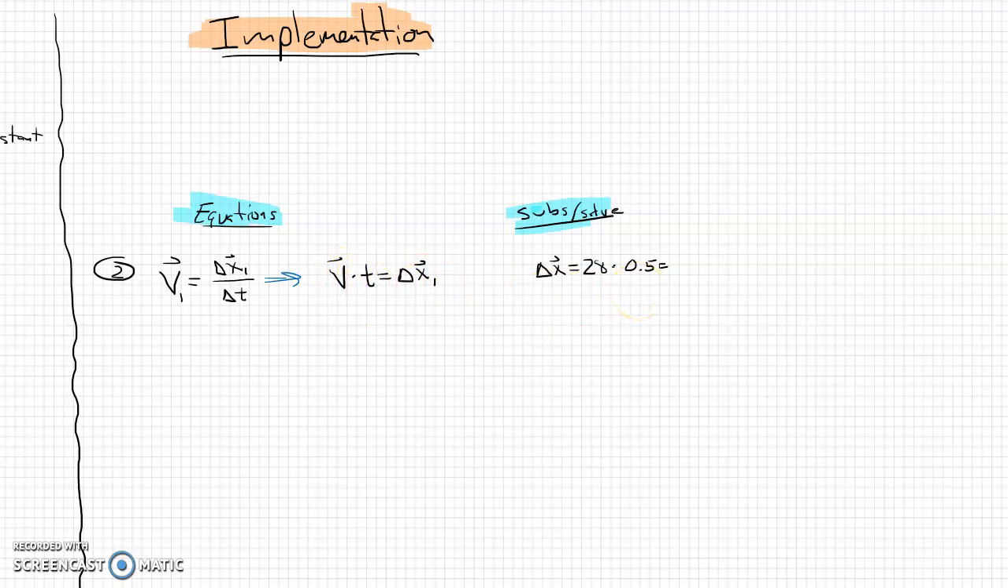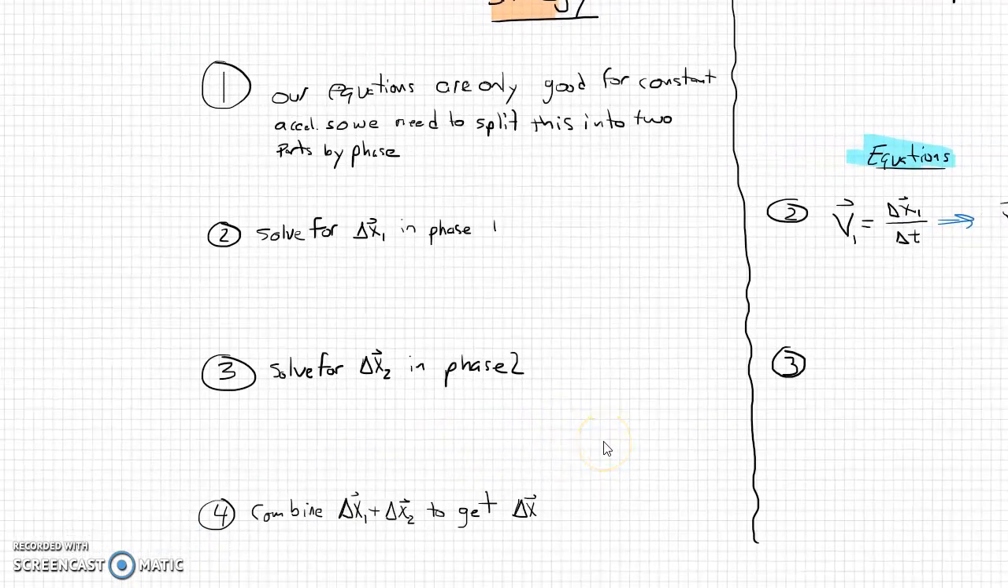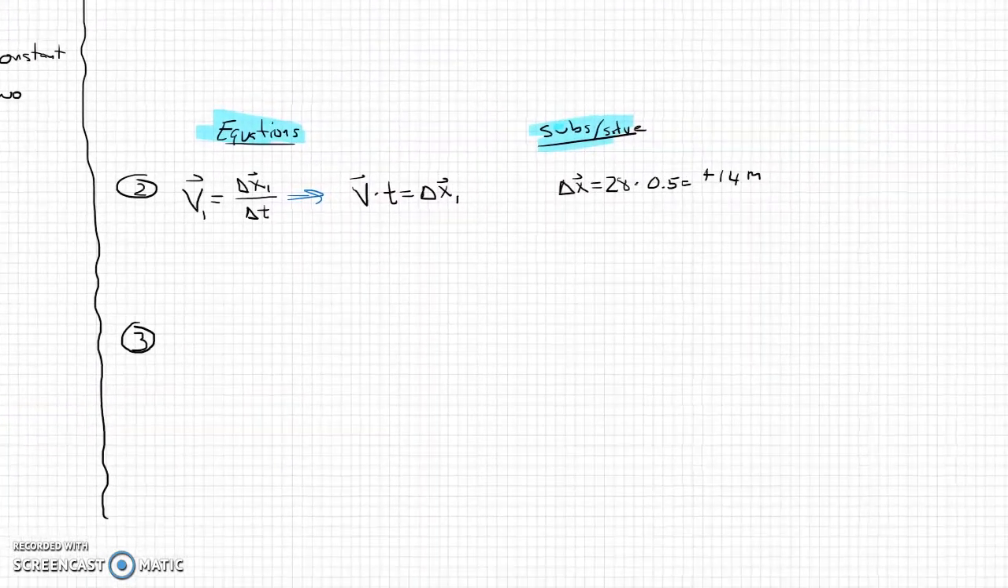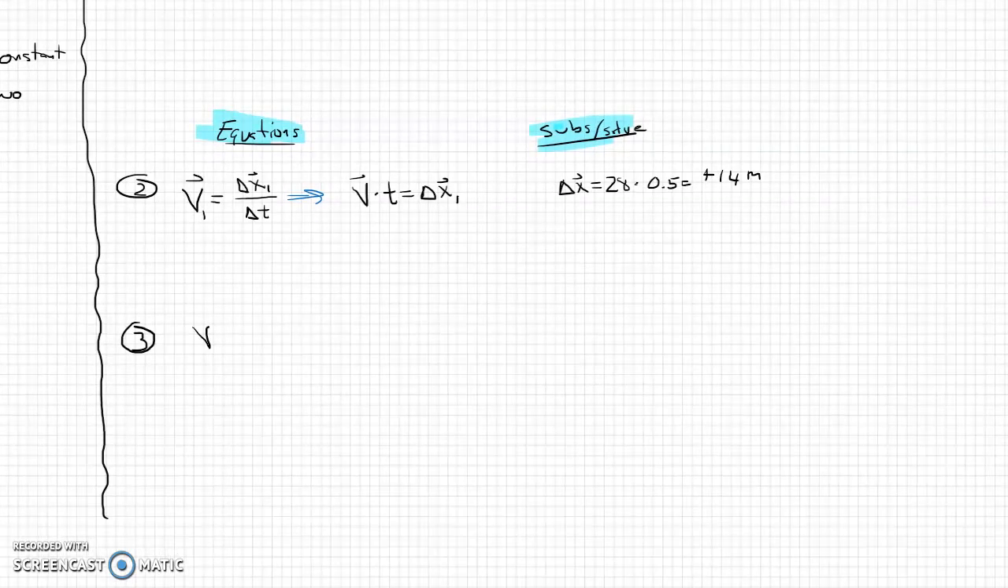Putting the numbers in after I substitute and then solve it, I'm going to end up with a positive 14 meters for that. Now, in step number 3, which is where we were going to have to solve for delta x2 in the phase 2, we cannot actually apply this equation. Okay, so again, this equation right here, delta x2 cannot be found by doing this, all right? And hopefully you understand the reason we can't do that.